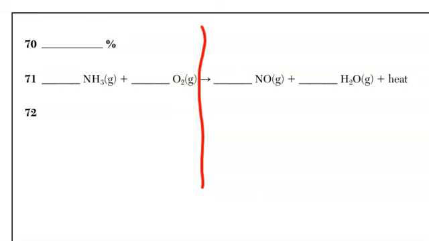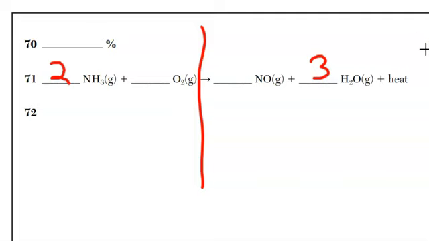We have one nitrogen on the left, we have one on the right. We go over to hydrogen, we have three on the left, and we have two on the right. They need to be balanced. In order to get the same number of hydrogen atoms on both sides of the arrow, I'm going to go ahead and multiply ammonia by 2, and I'm going to have to put a 3 in front of water. 2 times 3 is 6 hydrogens, and 3 times 2 is 6 hydrogens on the right.